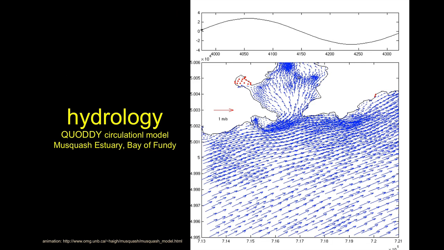Here is one from the Bay of Fundy, which is a very famous estuary for really extreme tides. And so this is going to be through the tidal cycle. So again, two panels here. The top panel is going to show you what the tide is doing in the model. And then this is movement of the water.